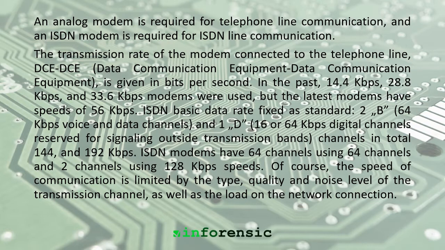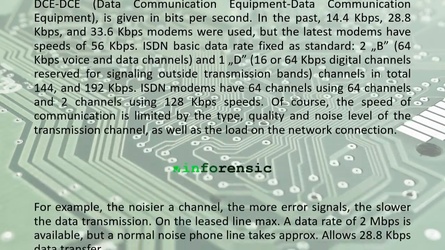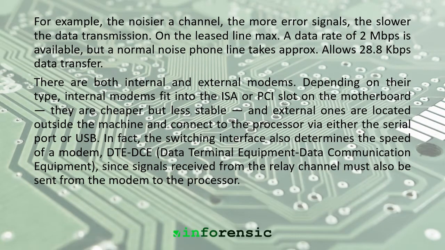Of course, the speed of communication is limited by the type and noise level of the transmission channel, as well as the load on the network connection. For example, the noisier a channel, the more error signals, the slower the data transmission. On the best line, a data rate of 2 megabits per second is available, but a normal noisy phone line allows 28.8 kilobits per second data transfer.